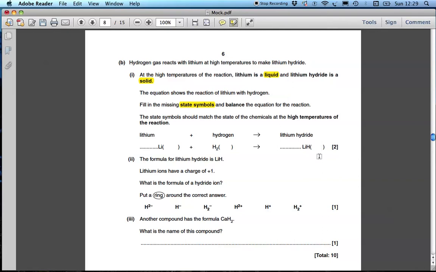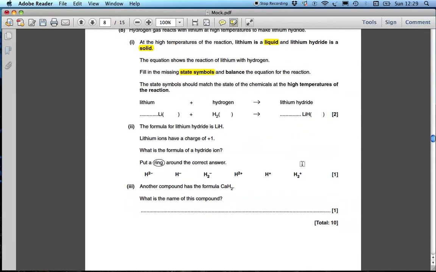That was 1 mark. The other part was for balancing it, and this was done relatively well. You saw that there was 2 hydrogens here, and so I needed to put a big 2 in the front because I need 2 times of this 1 hydrogen. So that would be 2, and I've now got 2 lithiums, so I'll put a 2 there as well, and that would be my answer. So 2 Li (l), H2 (g), 2 LiH (s). Okay, all lowercase. The formula for lithium hydride is LiH.